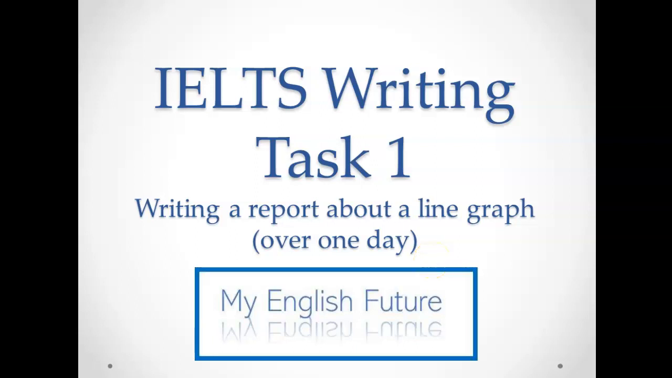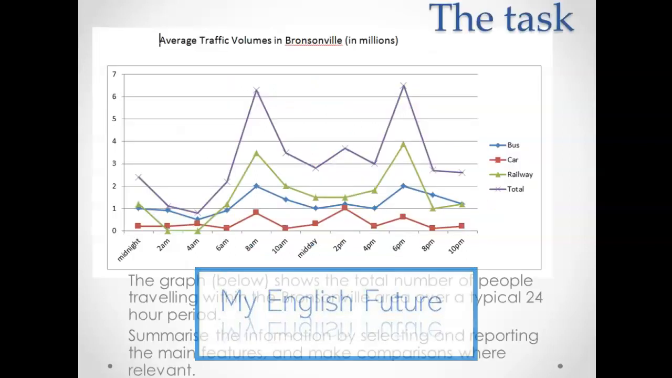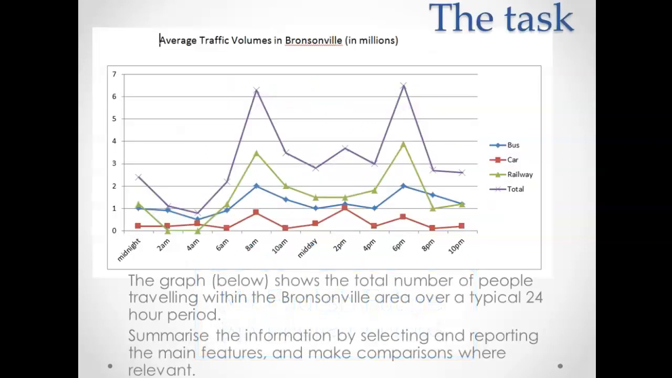For our final lesson, we're just going to look at a simple line graph. Here is the task. What's the key word in the title? It is volumes, which means amounts. What type of amounts?